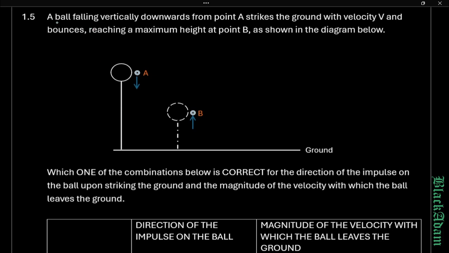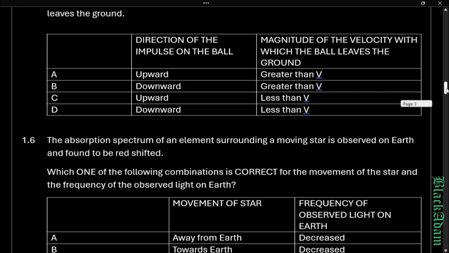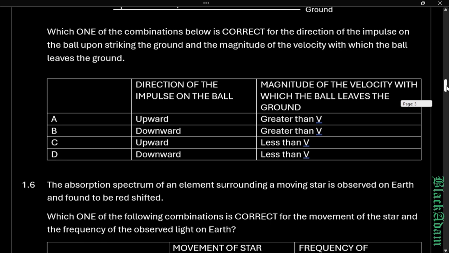1.5, let's read the problem. A ball falls vertically downwards from point A, strikes the ground with velocity v, bounces, and reaches a maximum height. There was an impulse, a contact time with the ball. It leaves the ground, and we look at the magnitude of the velocity.